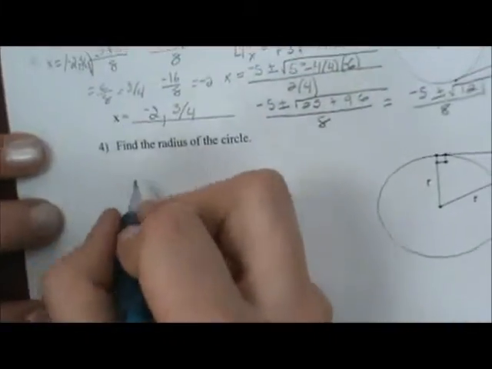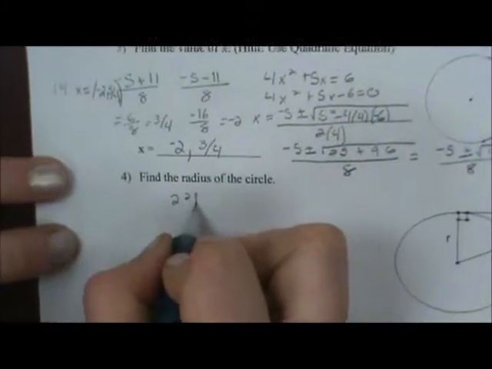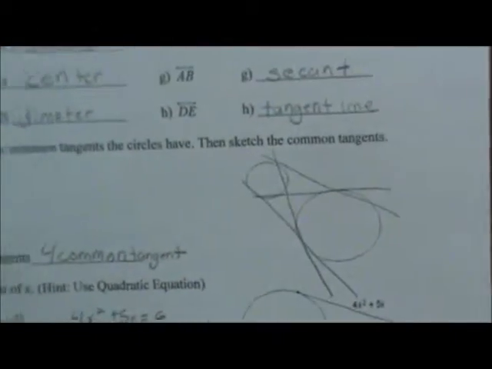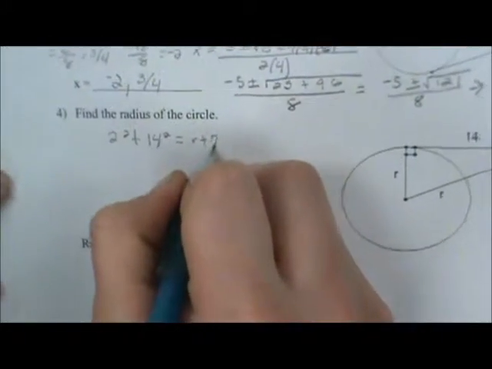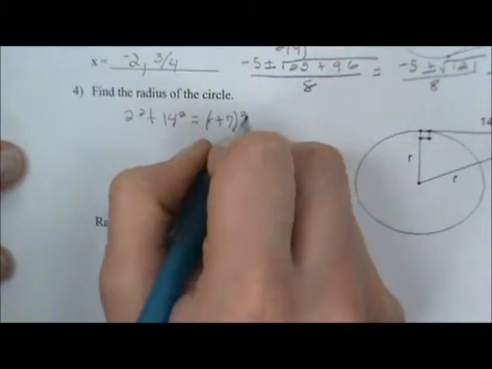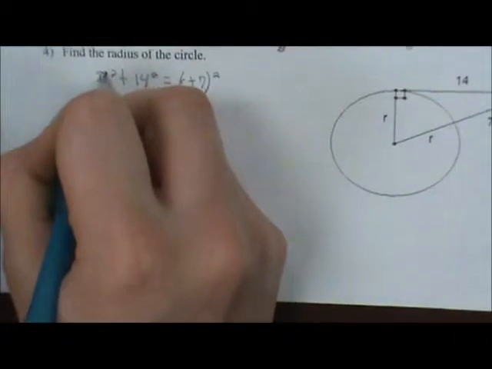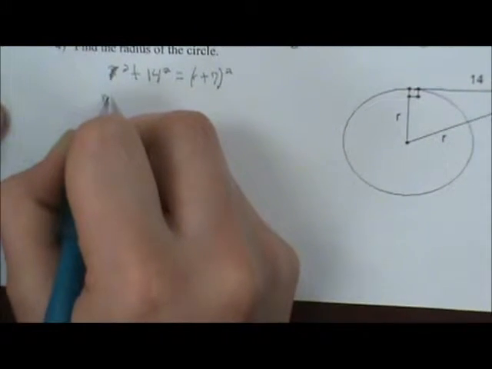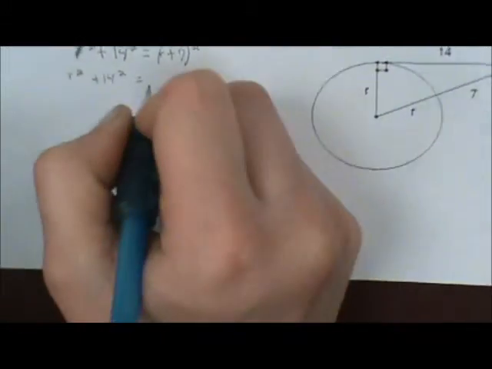Okay, number 4, finding the radius of a circle. Well, we can just use the Pythagorean theorem to find the missing side. So you take 2 squared plus 14 squared is going to equal r plus 7 squared. And simplifying, we have r squared plus 14 squared equals r plus 7 times r plus 7, because that is what a square means. To square something, just times it by itself.